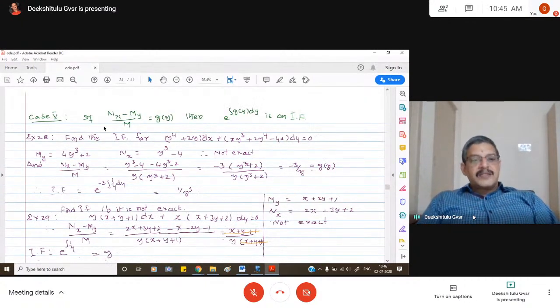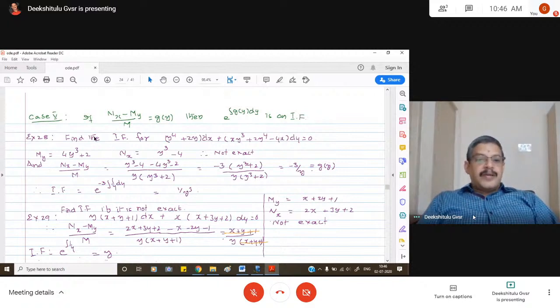So the last method here, case 5: if (∂N/∂x - ∂M/∂y) divided by M is equal to g of y, a function of y alone, no terms of x, then e to the power integral of g(y) dy is an integrating factor.